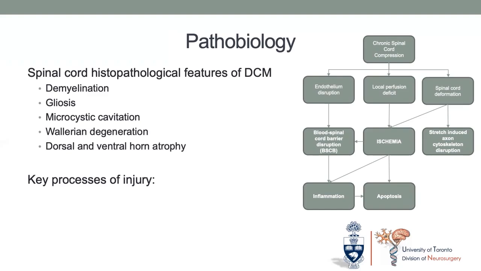So ischemia is thought to be one of the major mediators of injury in the spinal cord with chronic compression. And the thought is that the chronic compression leads to direct deficit in perfusion by compression of the spinal vasculature and the penetrating arteries. This is further exacerbated by pathological changes in the vessels themselves, as evidenced by post-mortem studies showing wall thickening and luminal hyalinization in the anterior spinal arteries.